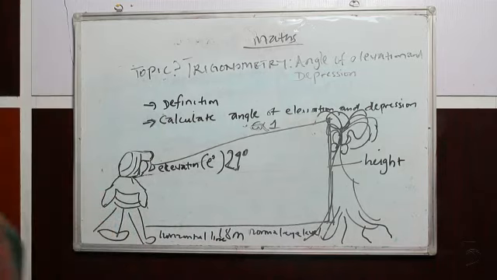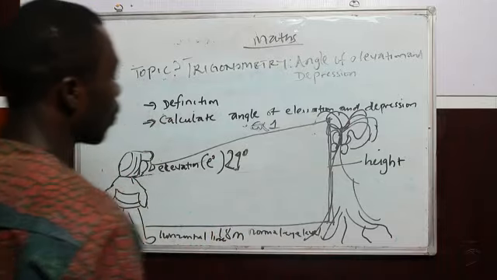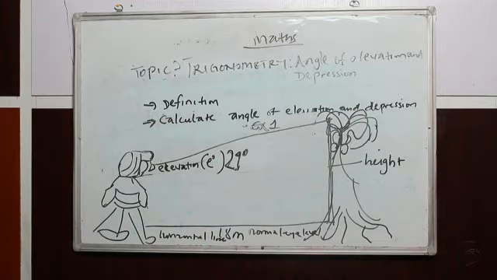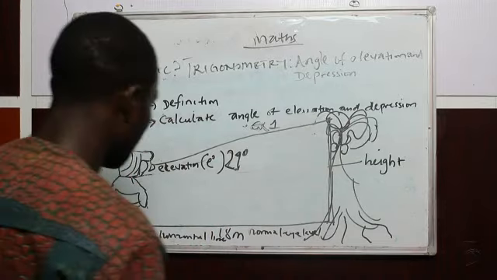This is the horizontal line. This is the angle of elevation. And this is the tree, called the height. So how do we find our height from here?